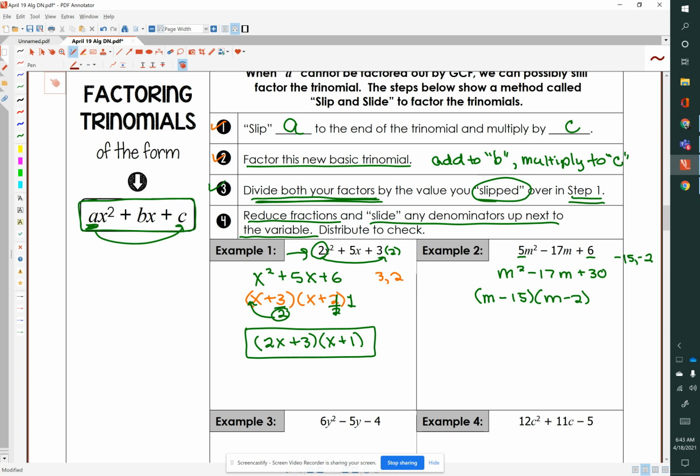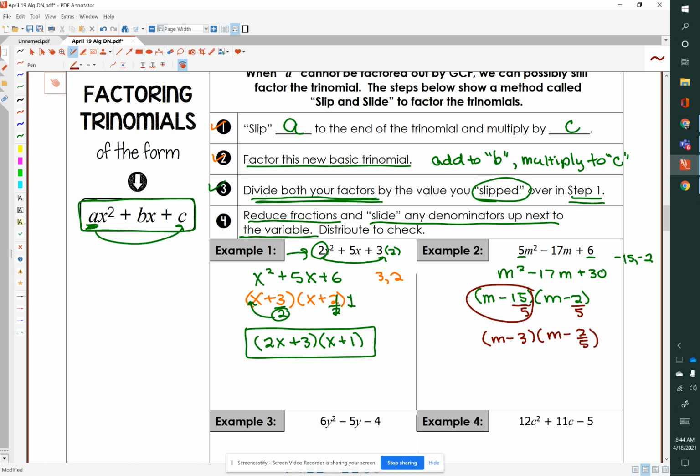Now we're going to divide by the number that we slipped, that leading coefficient of 5. So we'll divide that by 5, and we'll divide that by 5. Now, after we divide, on the left side we end up with m minus 3, because 15 over 5 reduces to 3, and m minus 2 over 5. That's where we are now.